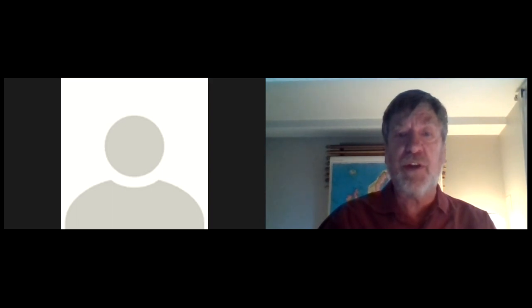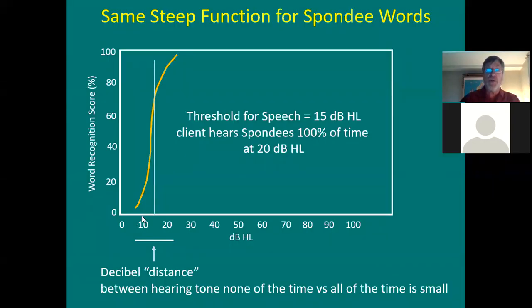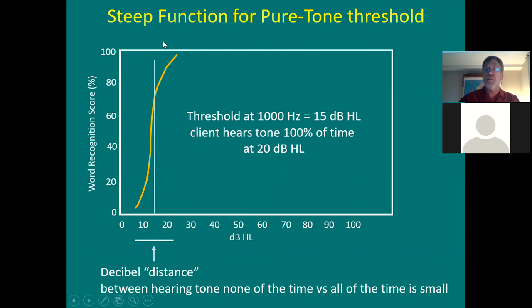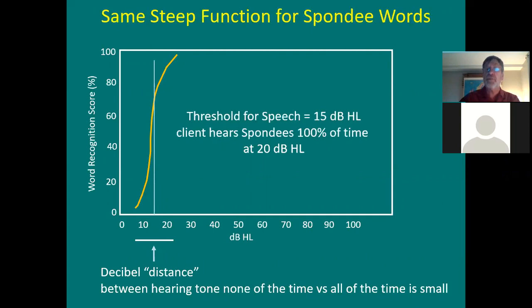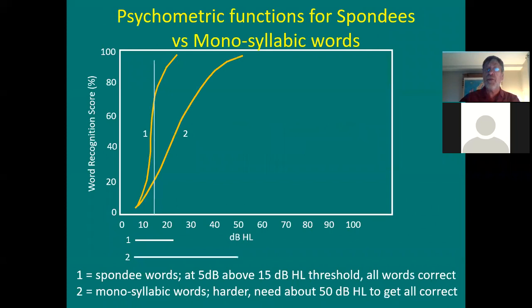Okay, let's look at the performance index function to share that. If I say the spondee words at 10, he's never going to get them. If I say the spondee words at 15, if that's his threshold, yep, he'll usually get them. If I say the spondee words at 20, he'll always get them. Just like pure tones. Spondees, pure tones, both give identical PI functions.